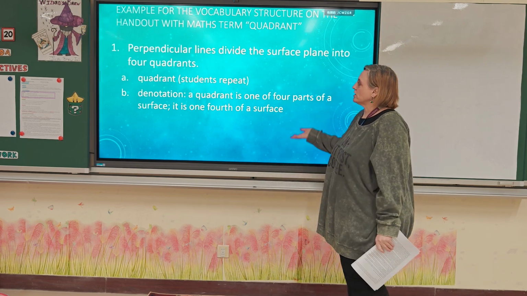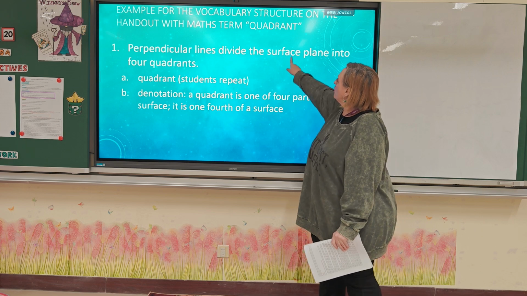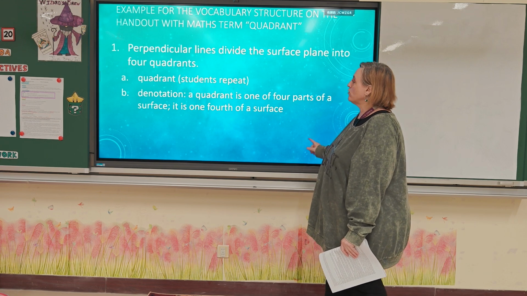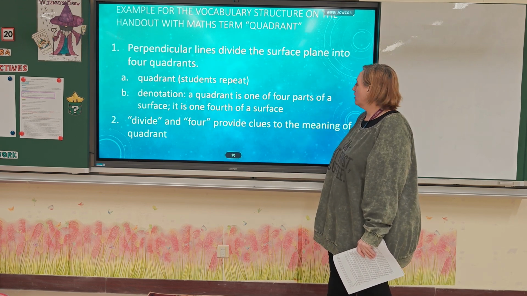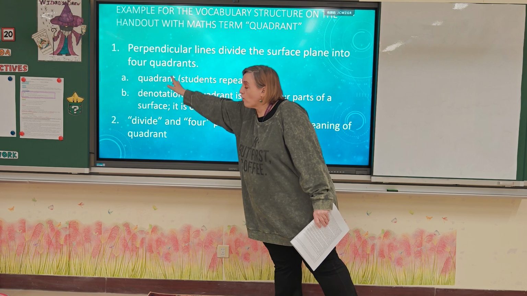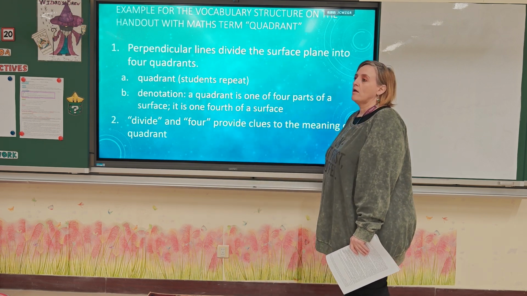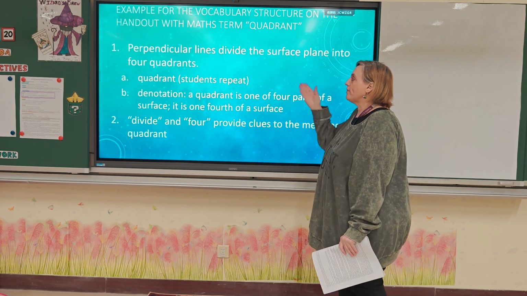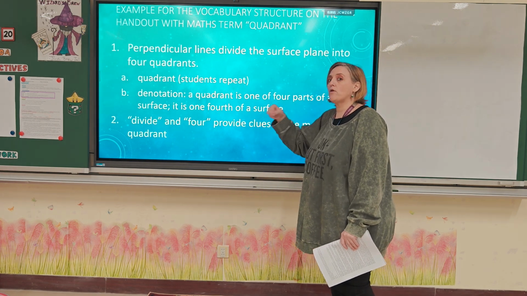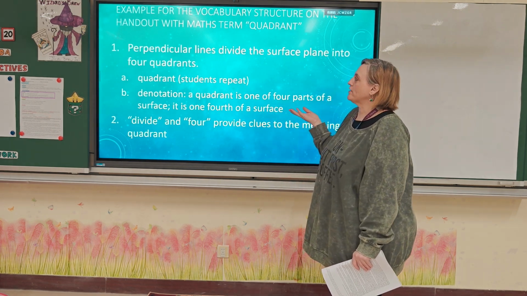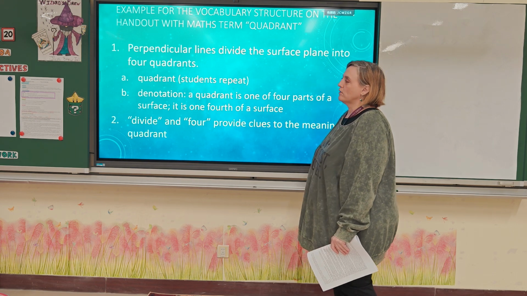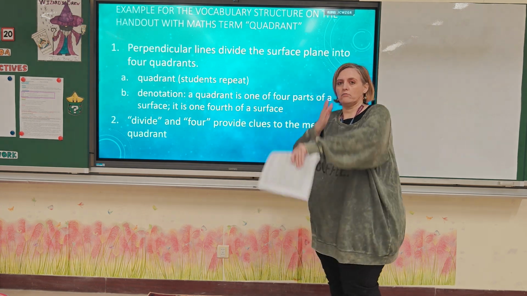Okay, then you ask your students, so based on our definition, our denotation, what are some context clues we can spot in our sentence? Your students should be able to tell you things like divide and 4. They provide clues to the meaning of the quadrant. So if you divide the surface plane into 4 quadrants, the 4 is actually unnecessary, but it's put there because it's repetitive to say 4 quadrants. I mean, if you say quadrants, they know. But it's put there to help with the context clues. So if they were actually going to write this sentence, they would omit the 4 because perpendicular lines divide the surface plane into quadrants.